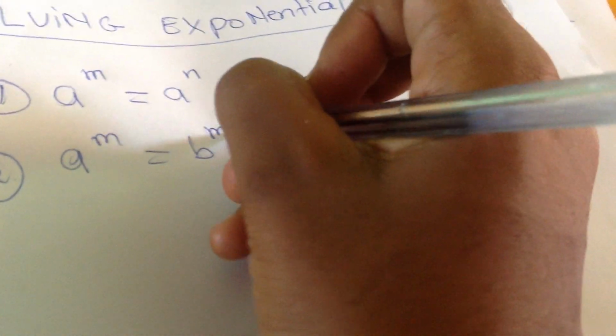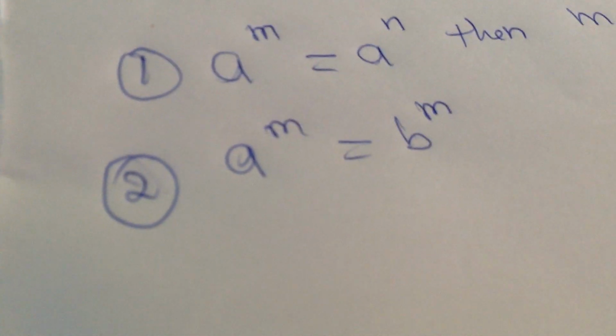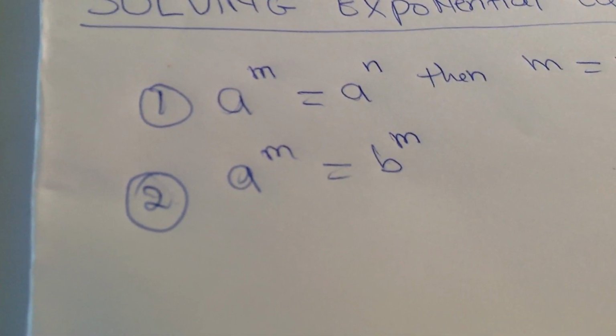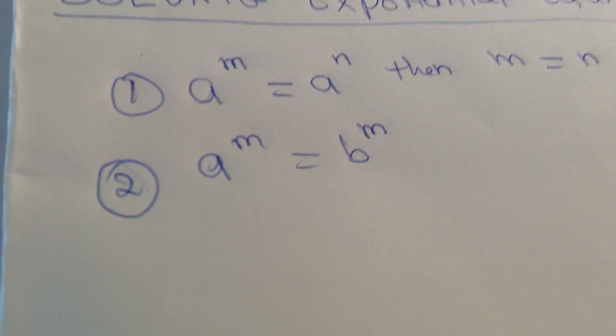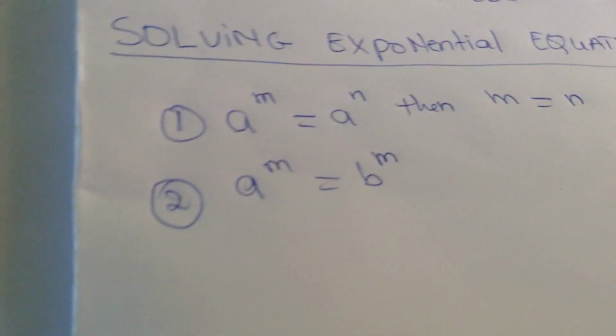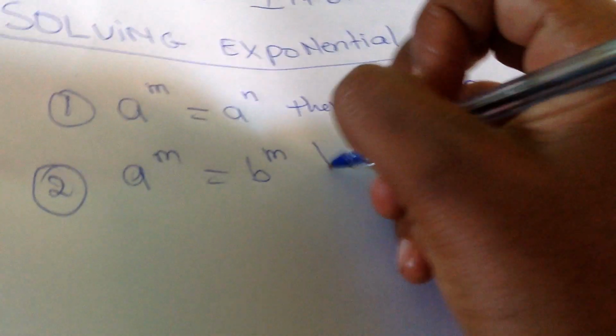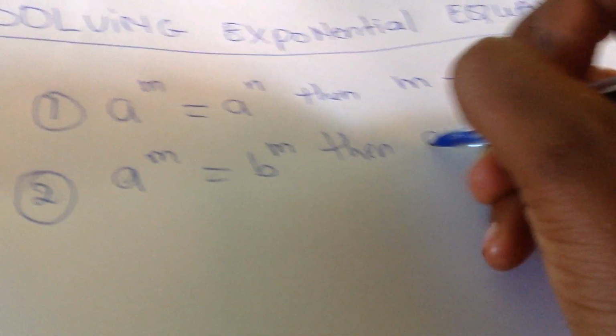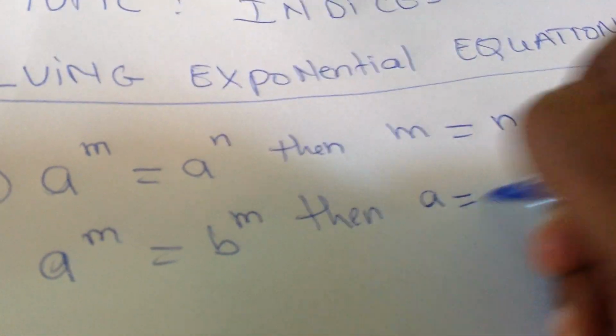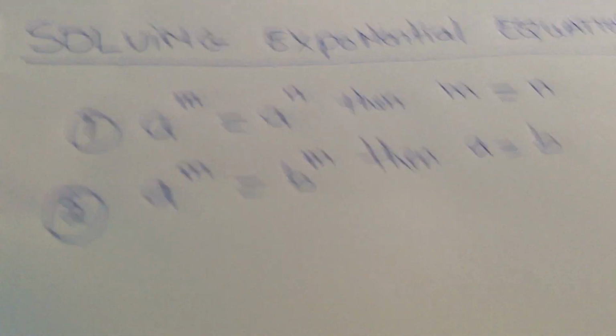The second one is the opposite. The indices are the same but the bases are not. So let me say a raised to the power of m is equal to b raised to the power of m. In this one you can see clearly that a and b are not the same, but the m and m are the same. So the indices are the same but the bases are not. To solve for that, you equate a to b and you find your answer.